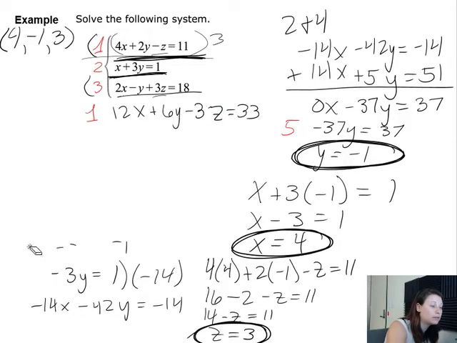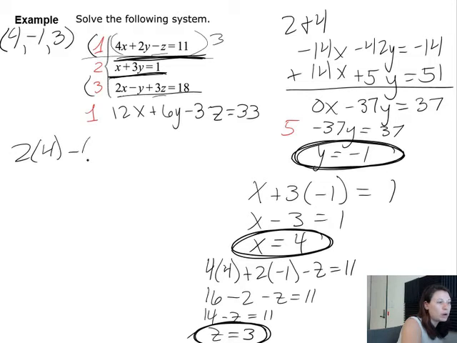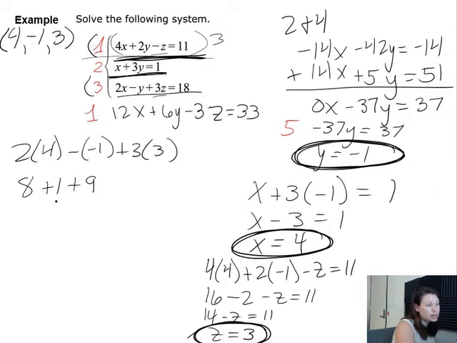After I can erase everything. Okay, so third equation, we have 2 times x, which is 4, minus y, which is -1, plus 3z, which is 3. So 2 and 4 is 8, minus -1 is +1, plus 3 and 3 is 9. So that's 8 and 1 is 9, plus 9 is 18. That is the solution, right?